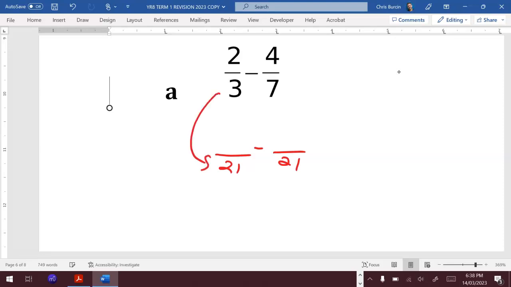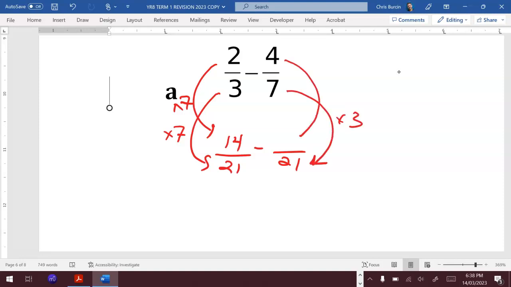So how on earth did I get from 3 to 21? Well, 3 into 21 is 7, so 3 times 7 gave me 21. 2 times 7 is 14. Minus 4, let's see, 7 times 3 gave me 21, so I'll do the same to the top number. 4 times 3 is 12.